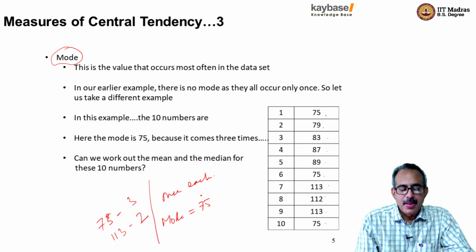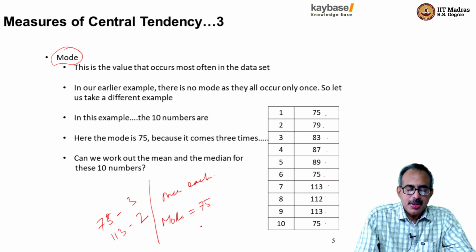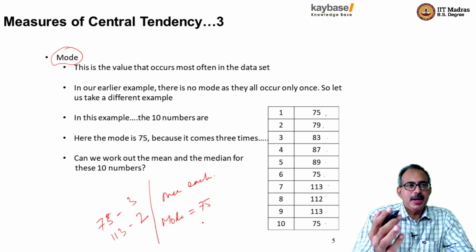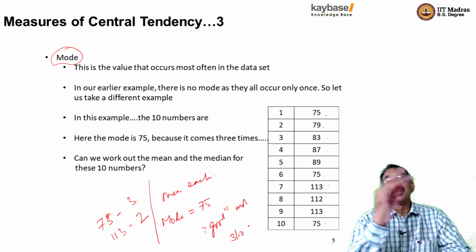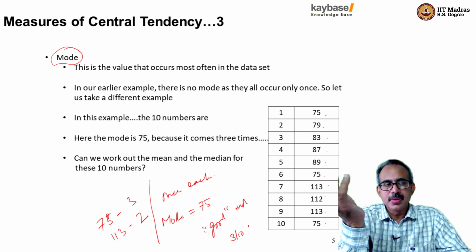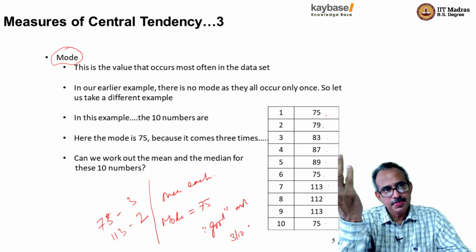Right? But it's not really a good mode. I mean, when I say good mode, there's nothing called good or bad. It's just a way a market researcher would talk. It is not a good mode in the sense it is only 3 times out of 10. It is not that it comes 8 times out of 10 or 7 times out of 10. And the other values could be very, very different.